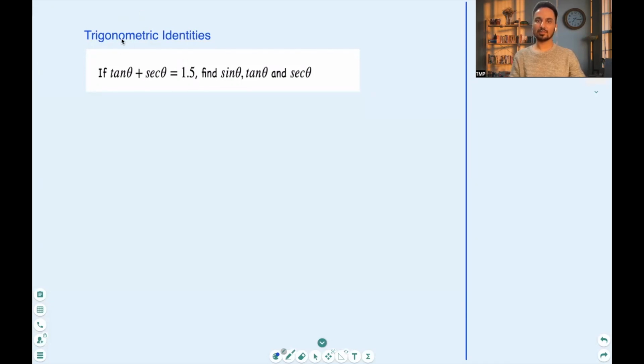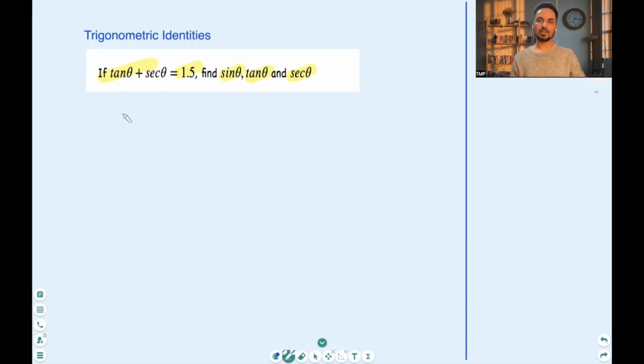Today we are discussing a trigonometric identities question, and the question is, if tan theta plus sec theta equals 1.5, find sine theta, tan theta, and sec theta. Whenever you are given questions of this type, we'll see what is given and how we can use it to find the values or prove something.